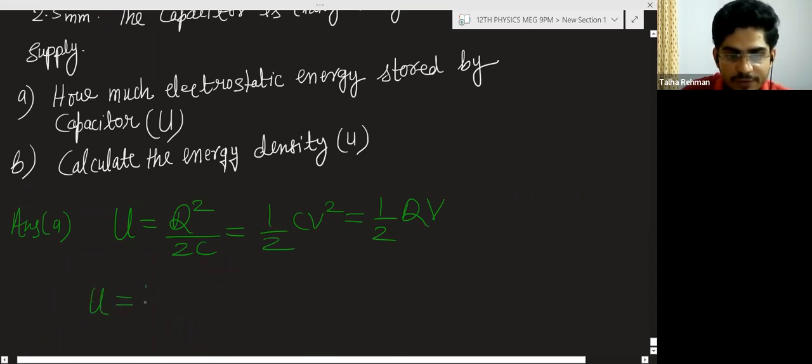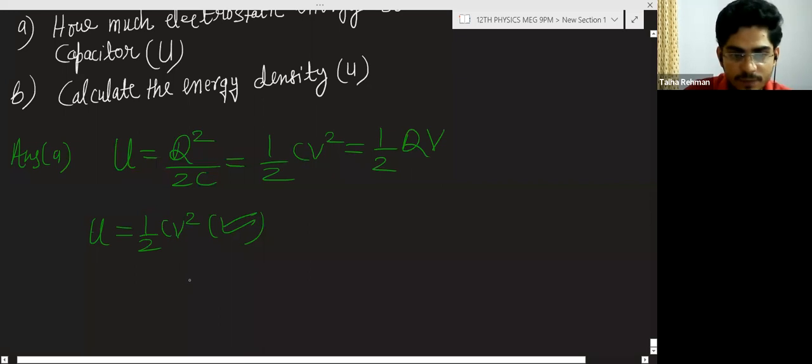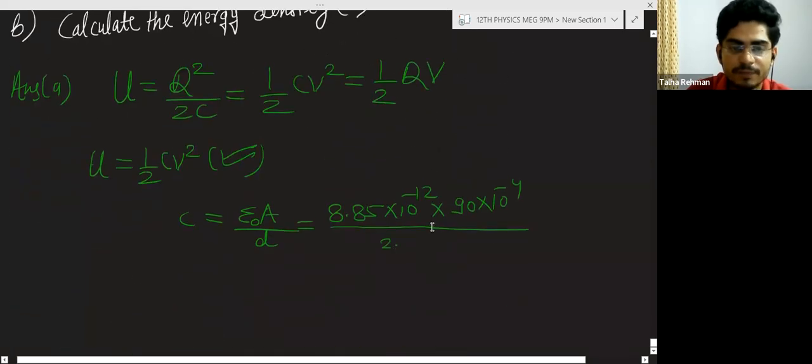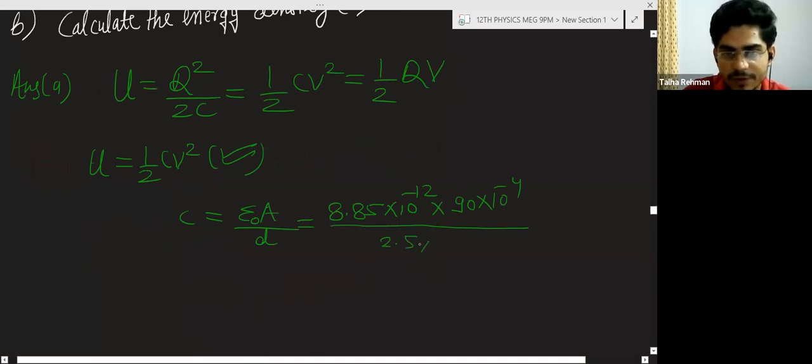So U is equal to half CV square, this will be used here. This is the approach. So you can calculate C. C is epsilon 0 A by D, epsilon 8.85 into 10 to the power minus 12. What is the area? 90. Convert that into meter square, 10 to the power minus 4. And D is 2.5. So convert this in meter, 2.5 into 10 to the power minus 3.